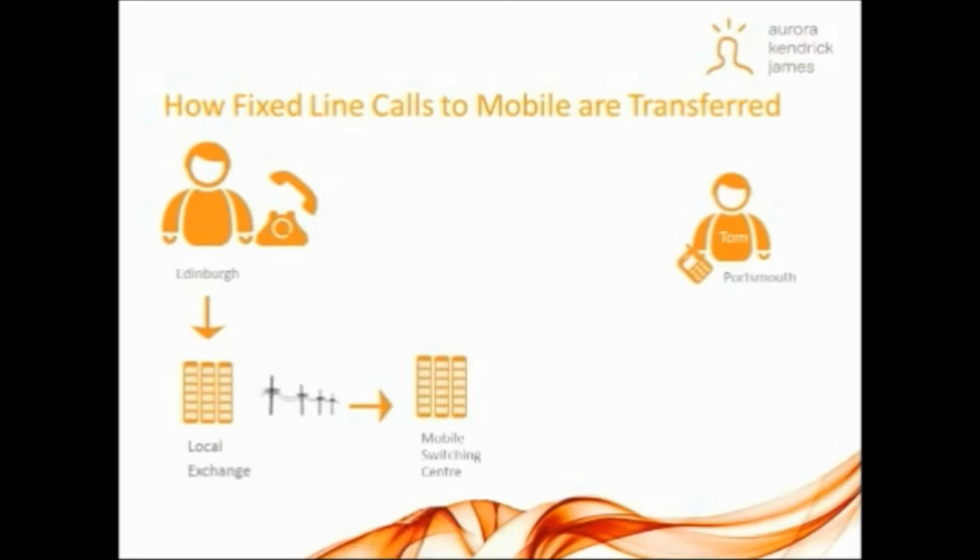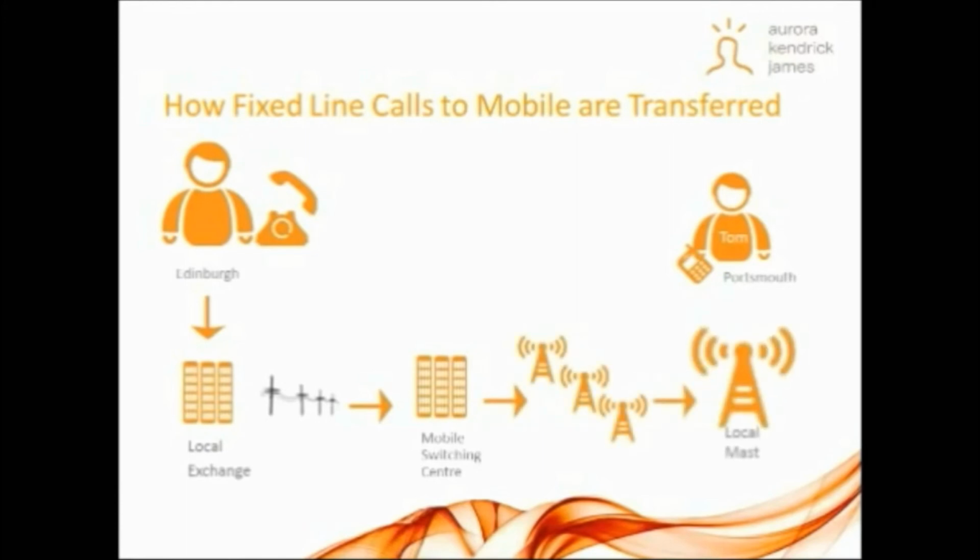So the mobile switching centre will already know where Tom is located. So the call will get transferred onto the mobile network to his local mast in Portsmouth and then transferred over to Tom's mobile number. So hopefully that's helped to give you, again, a very basic understanding of how fixed and mobile calls are transferred.